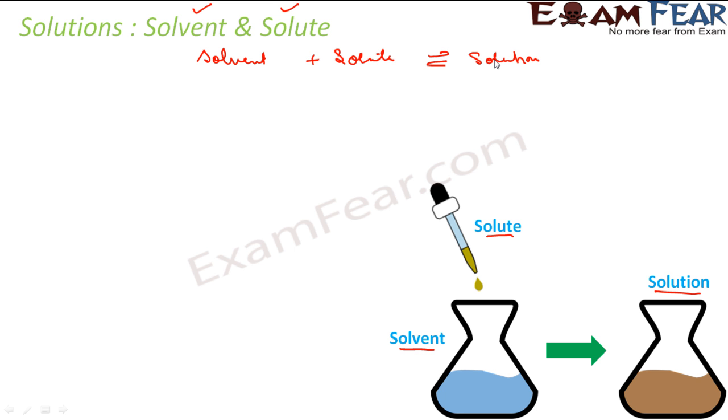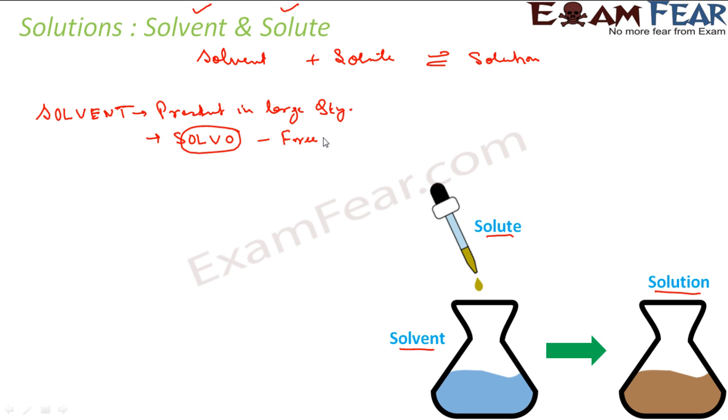Correct? So let me define these now. What is solute? What is solvent? Let me start with solvent. Solvent is the one that is generally present in large quantity. Right? So if I have a solution, it will have something called solute and solvent. And this word solvent came from a Greek word, solvo. It's a Greek word solvo, that means free up or mix. So something that frees up something, I will talk about that something.